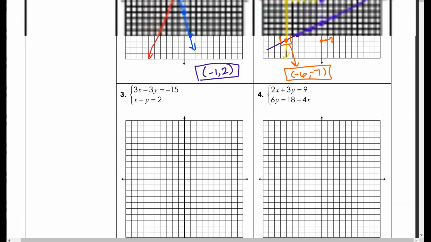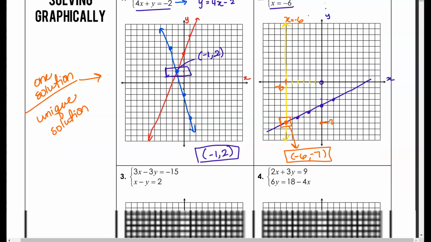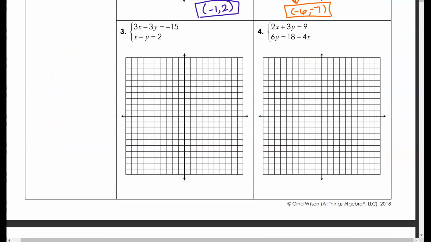Oh, let me actually take a step back here real quick. Both of these, because they intersect, these systems are considered to have one solution. Sometimes this is also said as a unique solution. So that is one type of solution that we can have. Let's take a look at these two.